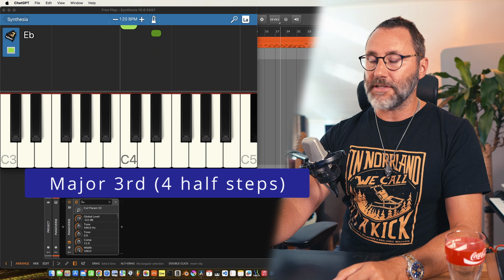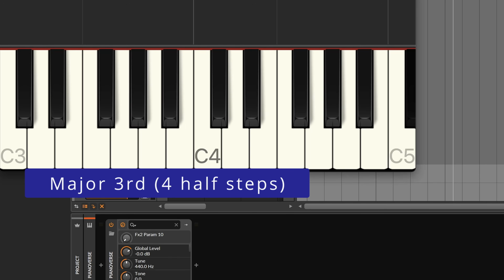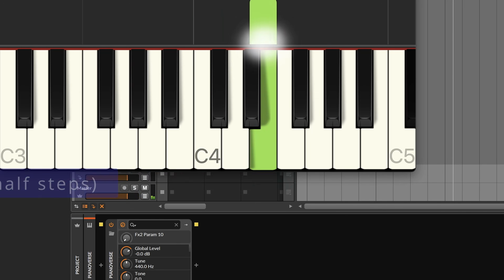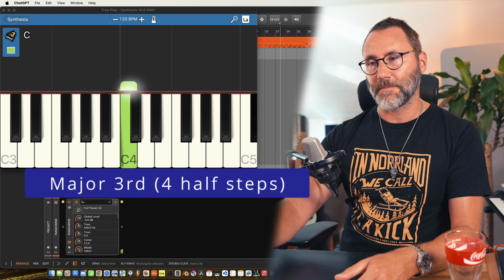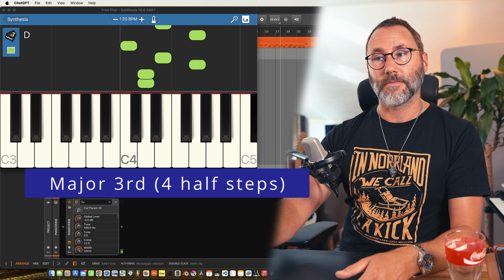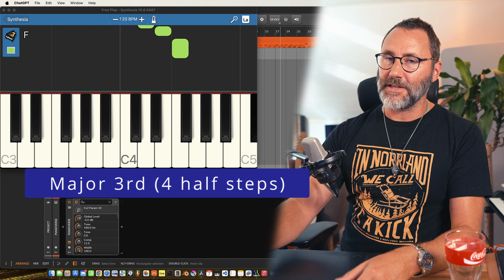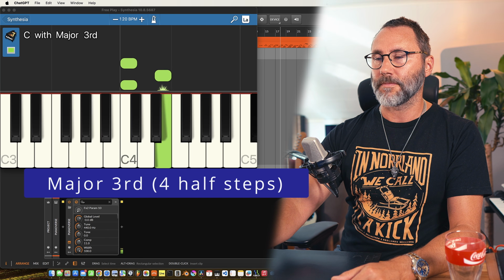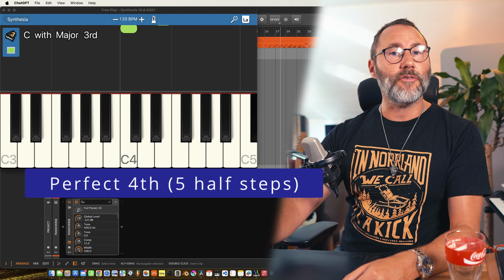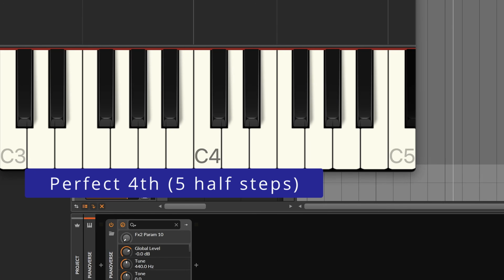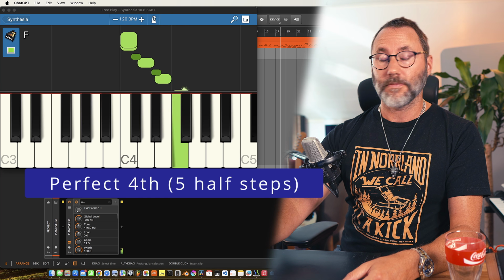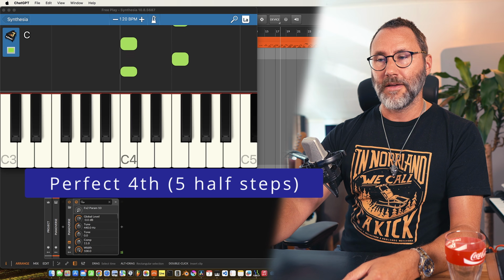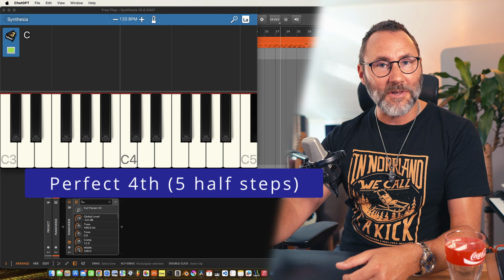The next interval is the major third. That's 4 half steps away from a root note. And this interval is very common in many melodies, but I basically connect it with. And you can find your own song to connect with the major third. The next one is called the perfect fourth, 5 half steps away from root note. And I connect that with Hej tomtegubbar in Swedish.